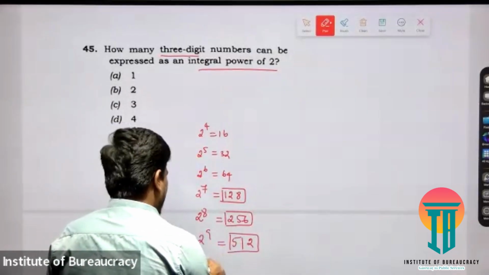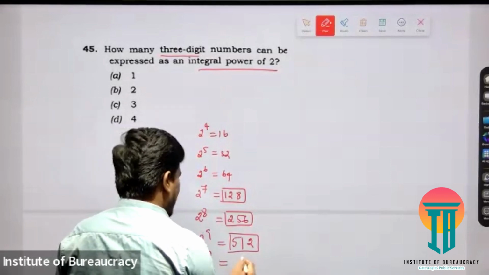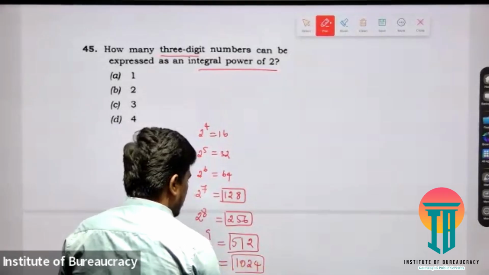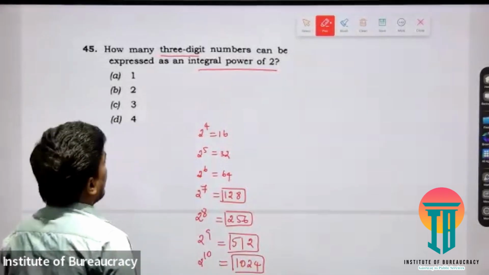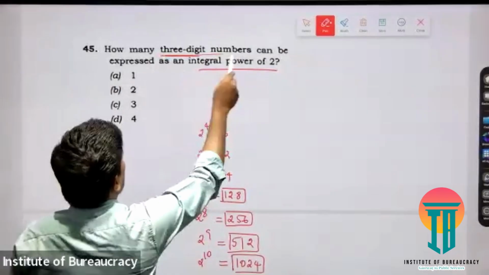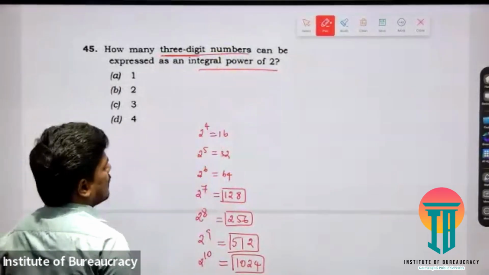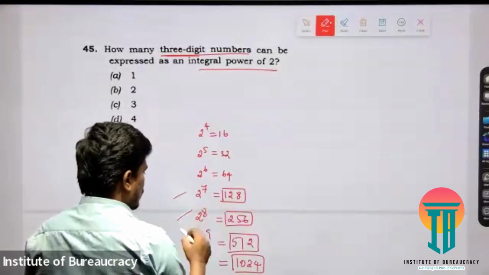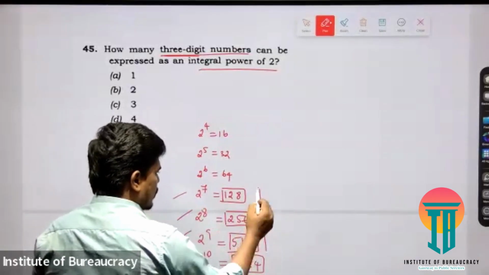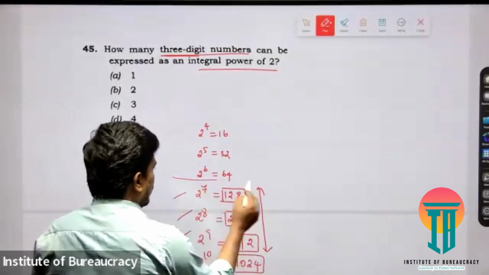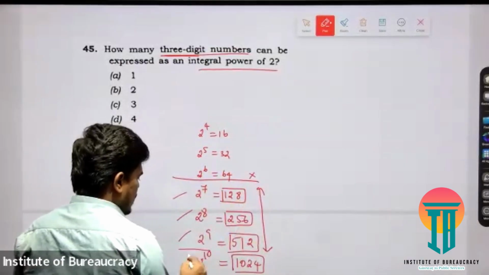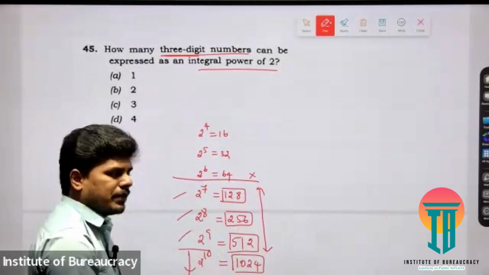What is 2 power 10? It is 1024. It is a 4-digit number. Now, what is the question? How many three-digit numbers can be expressed as an integral power of 2? So 2 power 7, 2 power 8, 2 power 9 are three-digit numbers. Only 3. Till 2 power 6, it is a 2-digit number. After 2 power 10, it is 4 digits and then it will keep increasing.